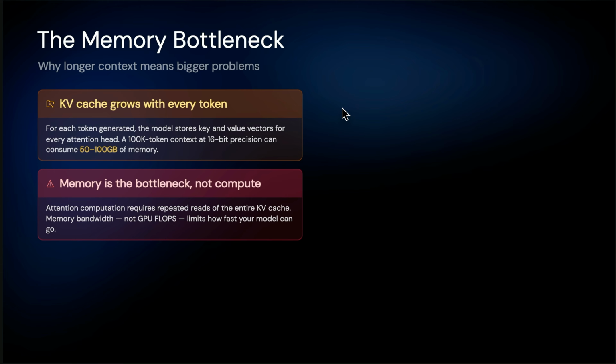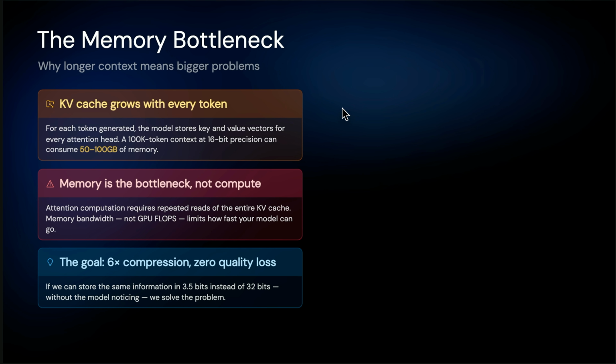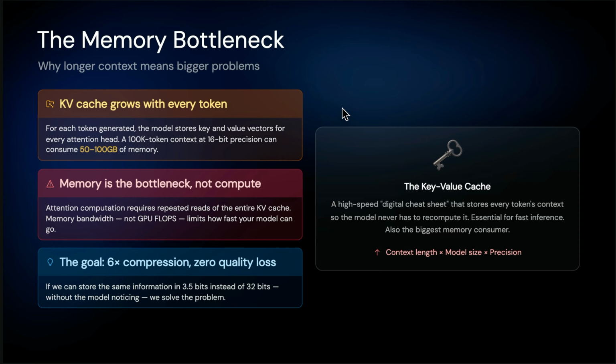So here, if you see, memory is the bottleneck, not the compute. Attention computation requires repeated reads of the entire cache. So it has to read the entire cache, right? So memory becomes the bottleneck, not the compute. Finally, what we are trying to achieve using this algorithm is to compress this KV cache, the place where we store all the previous computations, and reduce the memory it takes. In simple layman terms, consider the KV cache as a high speed cheat sheet where it stores each and every token's context so that the model never has to recompute it again and again, and can use it for fast inference.